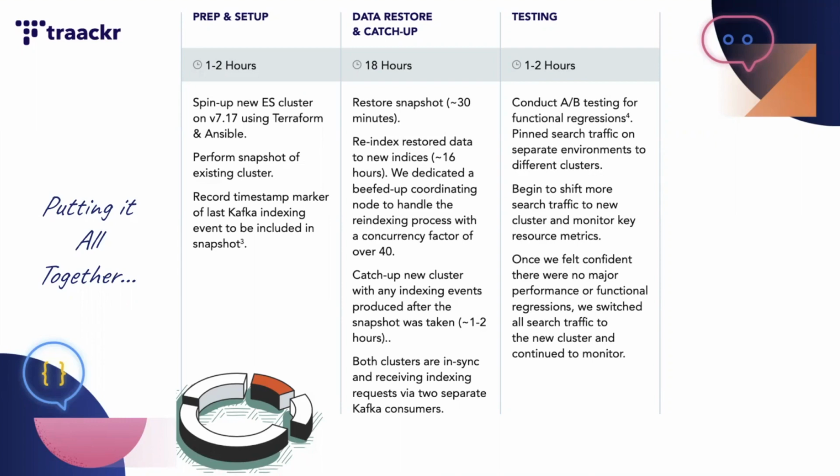The first one, prep and setup, is usually the easiest. We spin up a new cluster on version 7 using Terraform and Ansible. We perform a snapshot of the existing cluster, and then we record the timestamp marker of the last Kafka indexing event to be included in that snapshot. Why do I bring that up? Because once the snapshot request is initiated, any subsequent indexing events written to the existing cluster won't be included in the snapshot, and so those events need to be replayed on the new cluster. So we need to make note of that timestamp in the transaction log. This usually takes an hour or so.